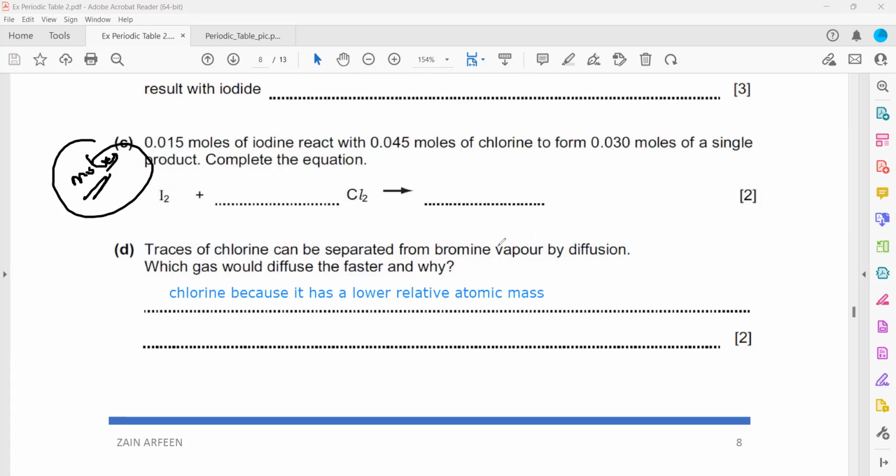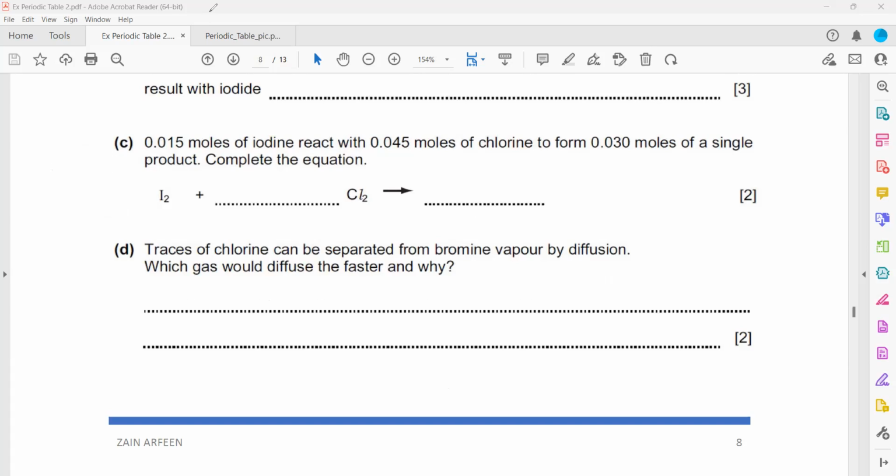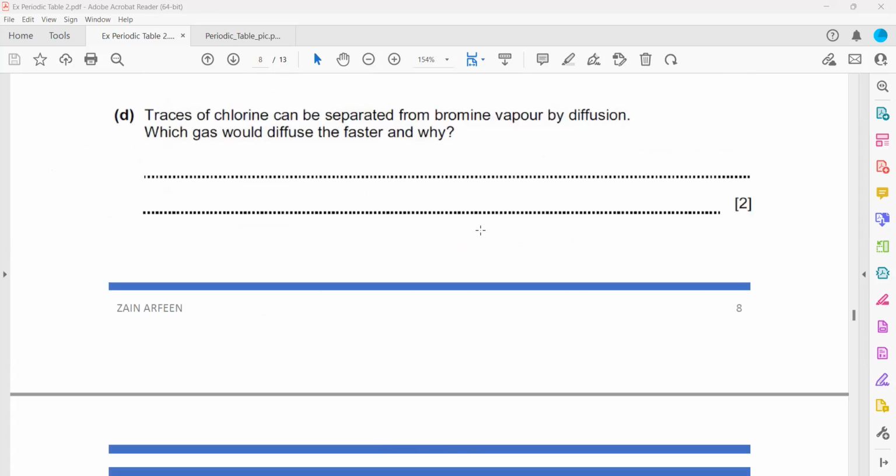In the moles topic, we will do it. The trace of chlorine can be separated from bromine vapor by diffusion. Which gas will diffuse faster? Chlorine, because it has a lower atomic mass, so it will diffuse faster. Like we have chlorine with bromine, both are vapor. So if you want to separate them, we can use diffusion, and chlorine is lighter, so that is why it will diffuse or move faster.